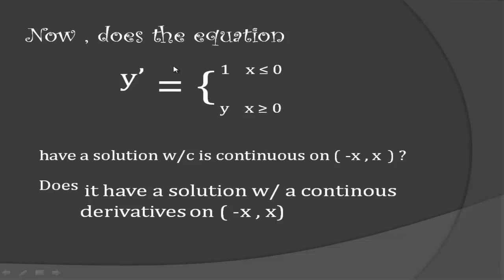Now I have here a question. Does the equation y prime is equal to 1 if x is lesser than or equal to 0 and y if x is greater than or equal to 0 have a solution which is continuous on negative x and x? Does it have a solution with continuous derivatives on negative x and x?